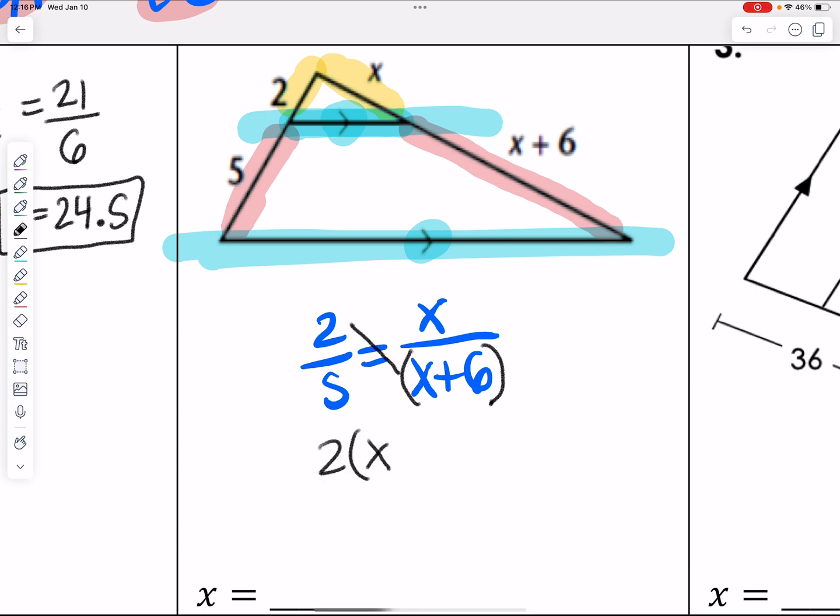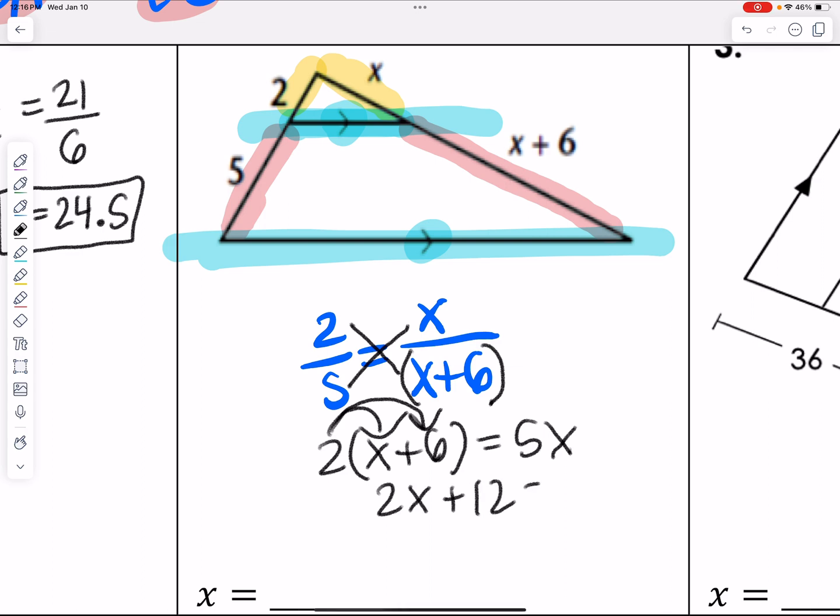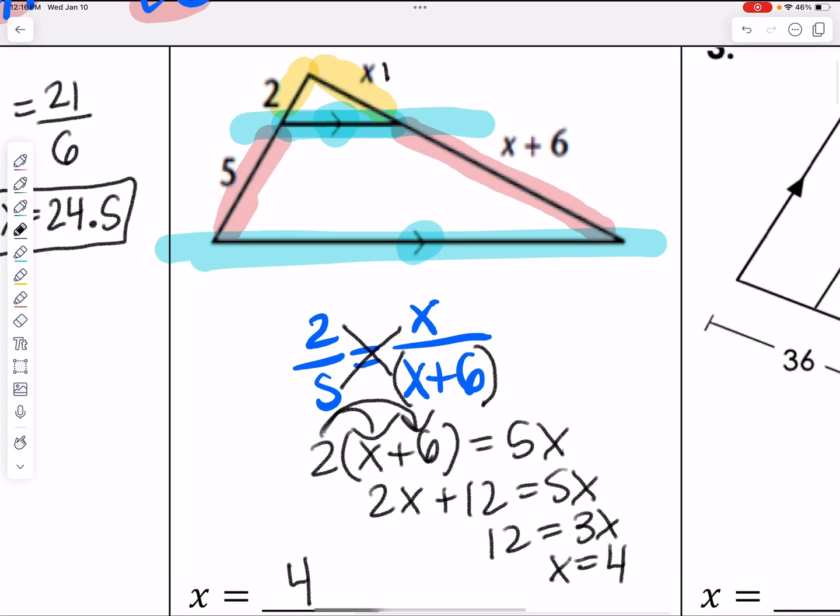And so when we cross multiply, I'm going to have to distribute. That is going to be 2 times x plus 6 equals 5x. And so you're having to distribute the 2 to both of these pieces. So 2x plus 12 equals 5x. So 12 equals 3x, and x is 4. Let's go back and plug that in and check ourselves before we wreck ourselves. That would be 4 over 4 plus 6, which is 10. 4/10 does simplify to 2/5, so that you know that you did good work there.